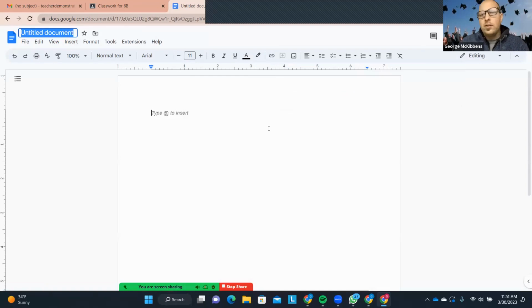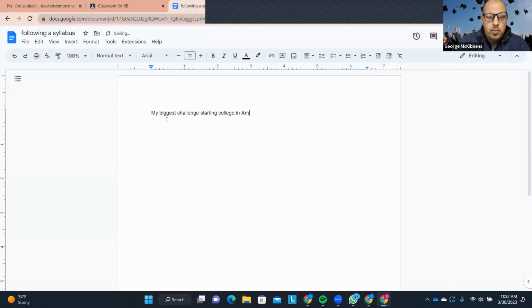The reason why you want to give it a title is, if you leave the document, you need to find it later. So I'll call it my biggest challenge, or college in America, or following a syllabus, whatever I want to call it. I just need to find the document later. So this is the name of the assignment, following a syllabus. And then I start to write. I need to begin a paragraph. My biggest challenge starting college in America will be blah, blah, blah.